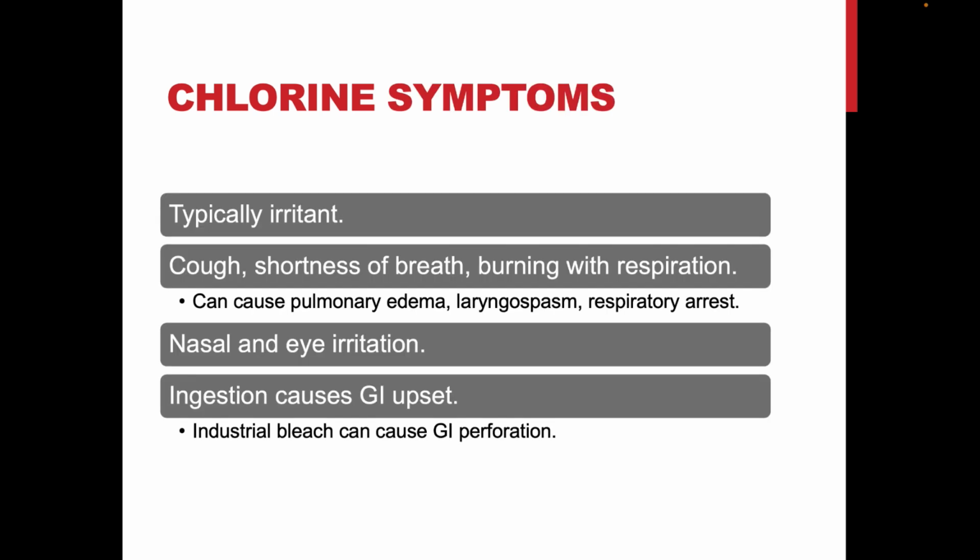Patients that are exposed to chlorine typically have irritant-like symptoms: cough, shortness of breath, burning with respiration. All of this can cause pulmonary edema, laryngospasm, and then respiratory arrest. There's also going to be significant nasal and eye irritation, so expect people to be tearing as well as having a significant runny nose. If you ingest chlorine-related products, it typically causes GI upset. Industrial scale bleach can also cause GI perforation. However, household bleach in small quantities typically does not.